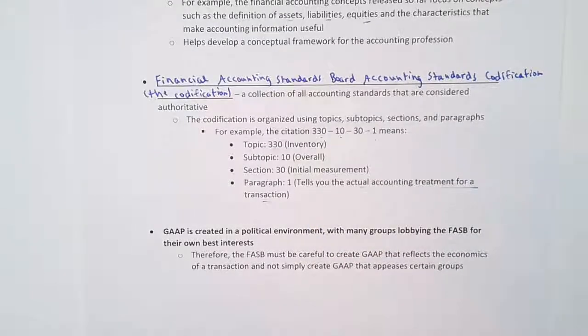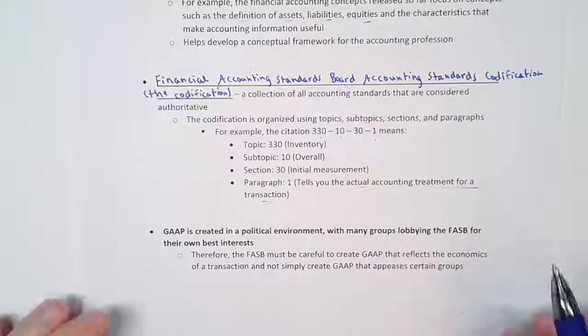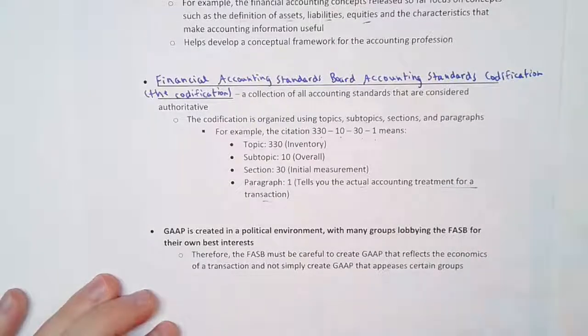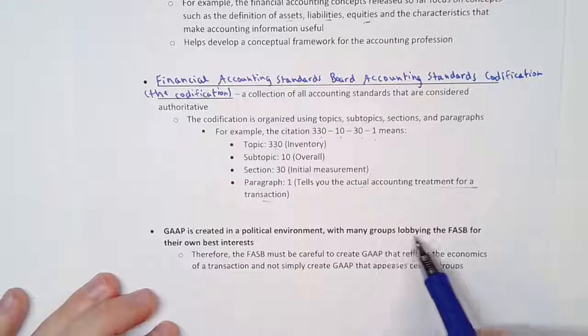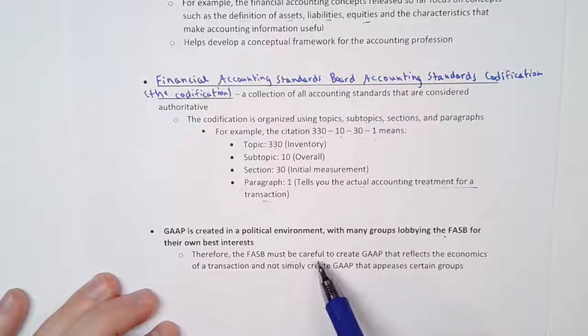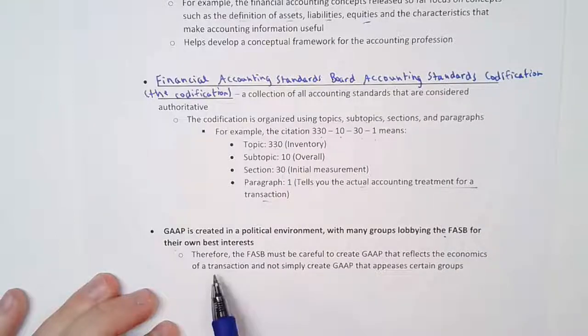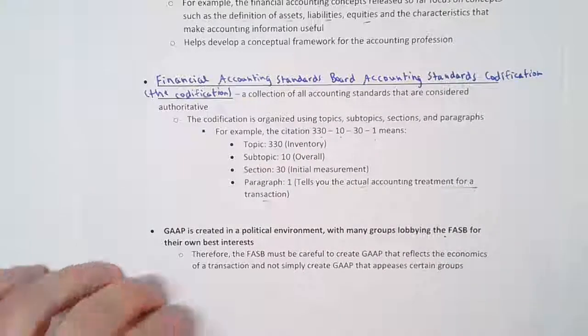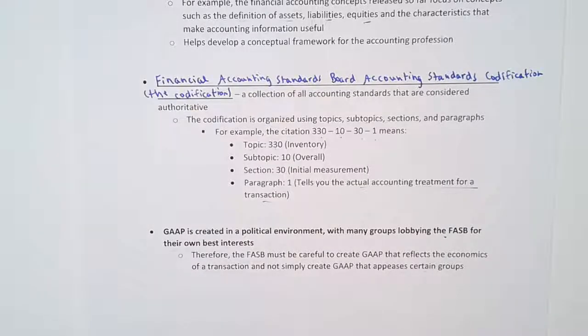Okay. The last little note for this lesson is that GAAP is created in a political environment with many groups lobbying the FASB for their own best interests. Okay. And so what we need to note from that is the FASB needs to be careful when it creates GAAP, that the GAAP actually reflects the economics of a transaction and not simply creating GAAP that appeases certain groups. Okay. So they don't just want to make GAAP because certain groups like it. They want to make sure that the GAAP is actually reflecting what is actually going on. What's the economics of the transaction?